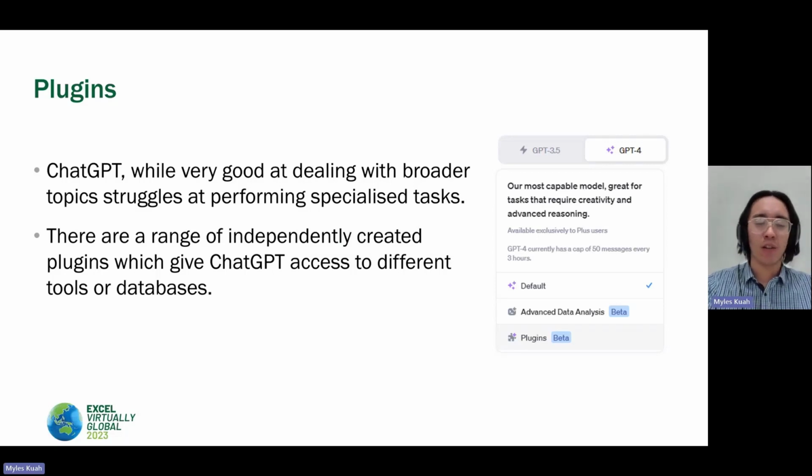To start off, one of the biggest differences with the paid version is the use of plugins. While very good at dealing with broad general topics, ChatGPT does struggle a lot at performing specialized tasks, like math, for example, or the law example that I gave you earlier, or any sort of scientific studies. Now, there are a range of independently created plugins which give ChatGPT access to different tools or databases. There's a huge range because anyone is allowed to make these plugins.